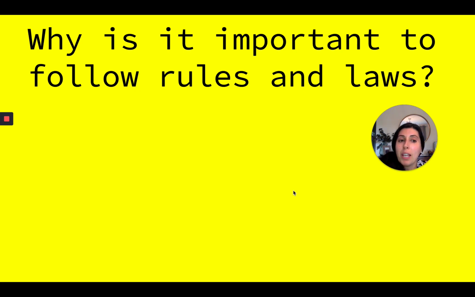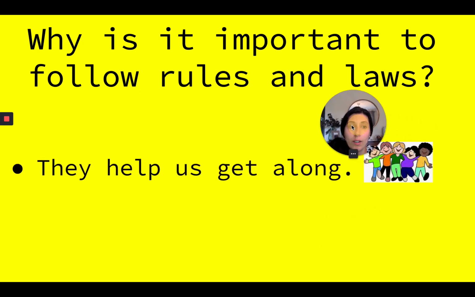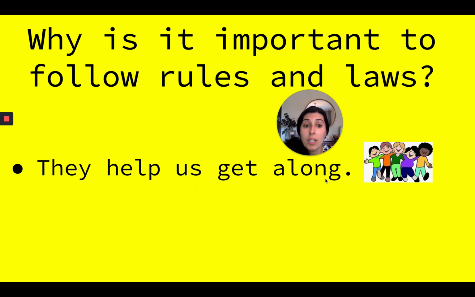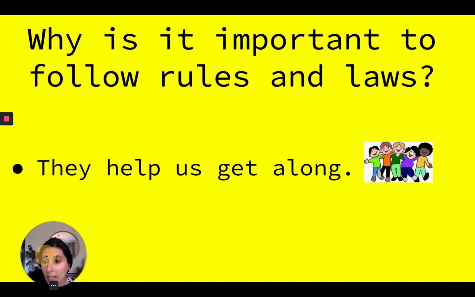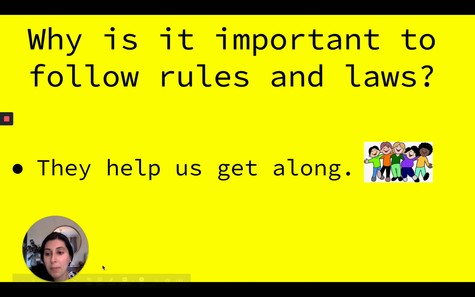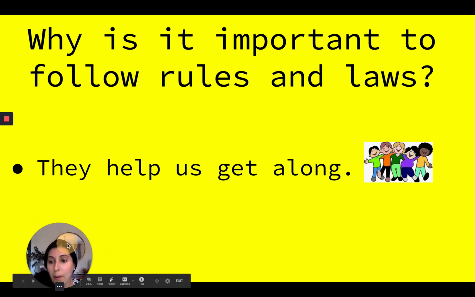Okay, so let's see if you came up with the same reasons that I came up with. I said, well, rules and laws help us to get along. They help us to get along with others, right? That's one reason why we follow rules and laws. Now, keep in mind, sometimes laws are changed over time. Sometimes there are laws that later on people realize, oh, this wasn't a fair law, and then citizens help to have those laws changed. But we follow laws and we follow rules to help us to get along with others.